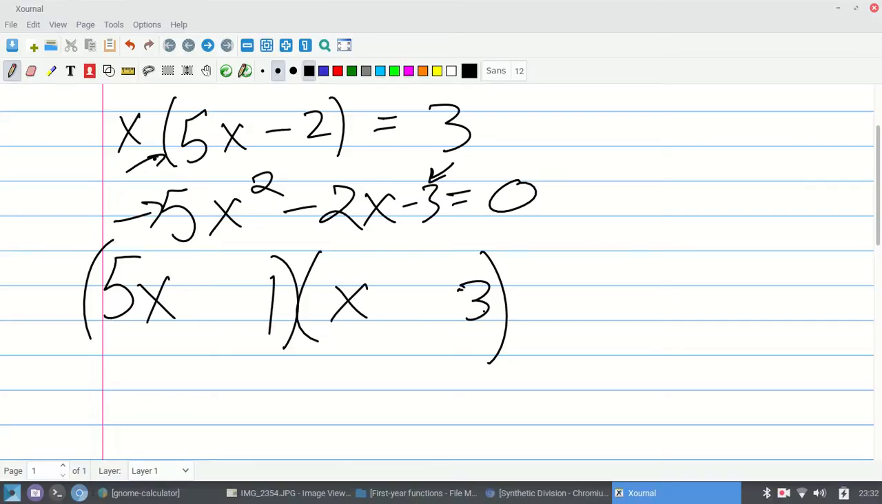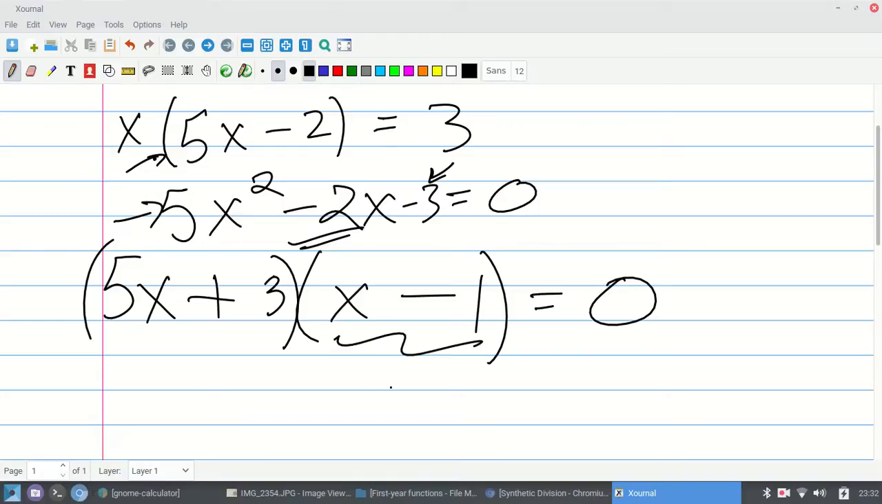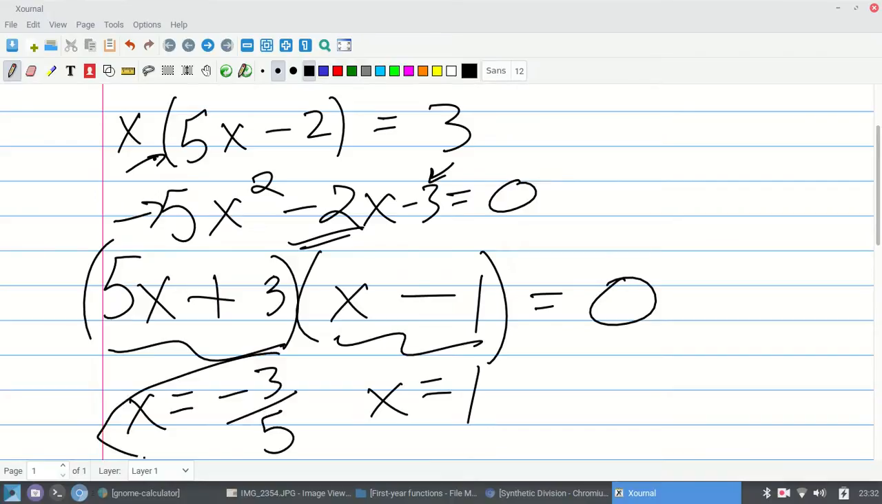5x times 3, that's 15x. Already there's no way I can get negative 2 in the middle. So I switch the 3 and the 1. 5x and a 3. I can get negative 2 provided I do this: negative, positive. Because it'll be negative 5x plus 3x. That'll give me negative 2x. So I can solve this guy. This guy will tell me that x equals 1. This guy will tell me that x equals negative 3 over 5. Work it out and you should get that. Those are your two answers.